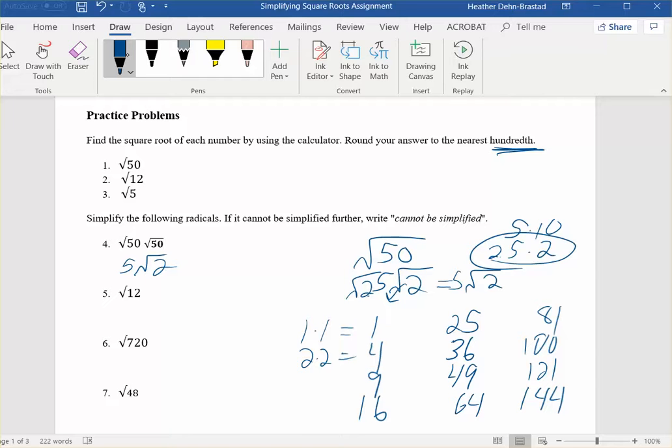All right, square root of 12. You do the same thing. You think about the factors of 12. 6 times 2. Neither of those are perfect squares. 4 times 3. 4 is a perfect square. So you start by rewriting this as the square root of 4 times the square root of 3, and then you simplify the perfect squares.